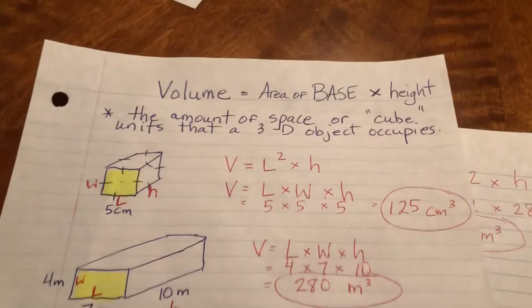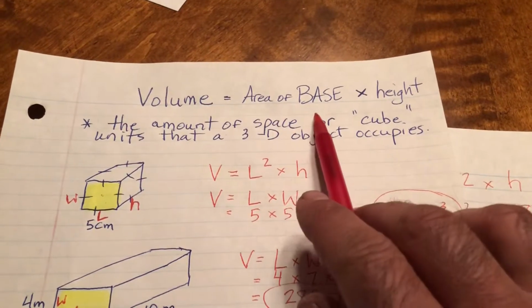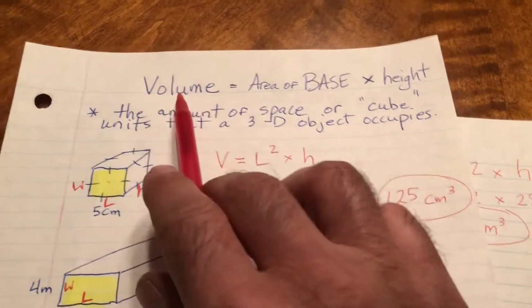So that's volume of prisms. So remember that formula. Area of the base times the height. That's how you find volume.